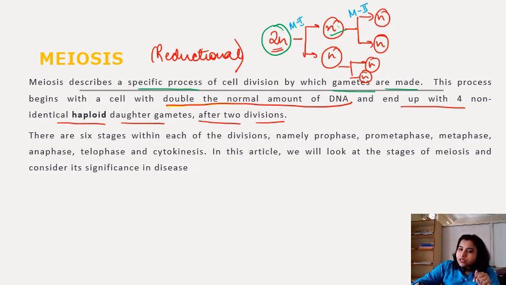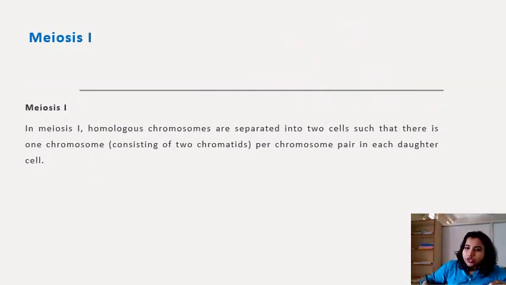But if you see meiosis 2, what is happening in meiosis 2? The number of chromosomes is the same when the daughter cell divides. So we can say that meiosis 2 is an equational division, but meiosis 1 is your reductional division, because the parent chromosome number gets reduced to half, right? So there are basically how many stages? There are 6 stages within which we study this division process, namely prophase, prometaphase, metaphase, anaphase, telophase, and cytokinesis.